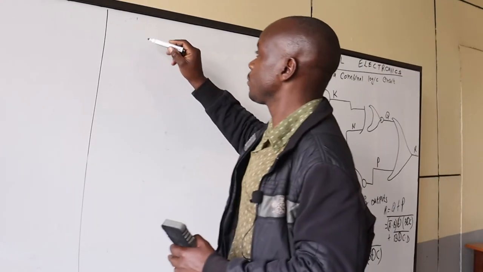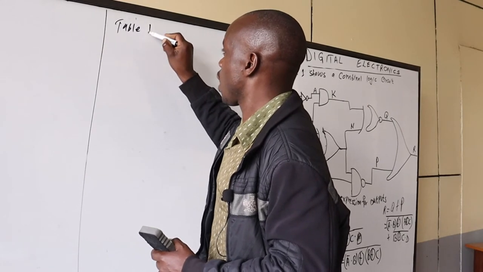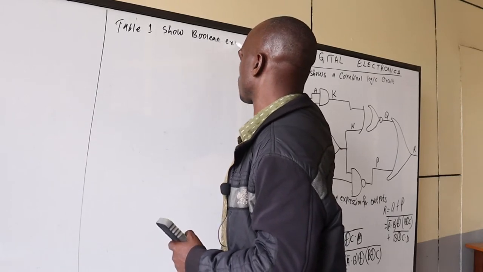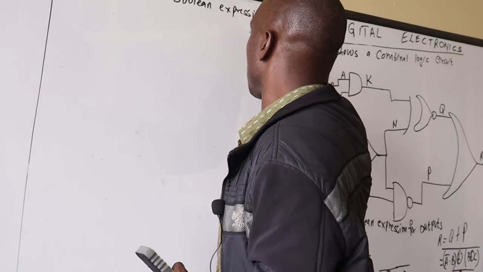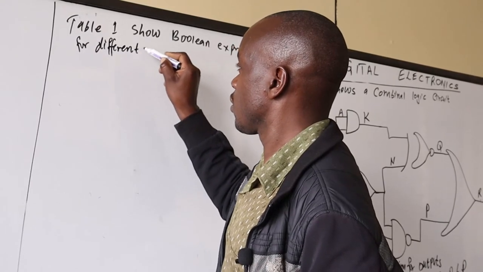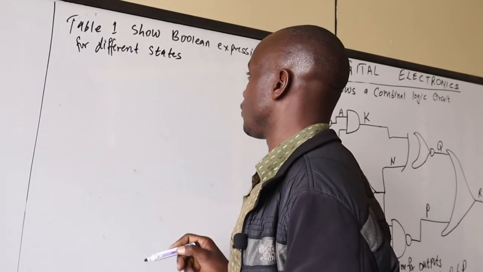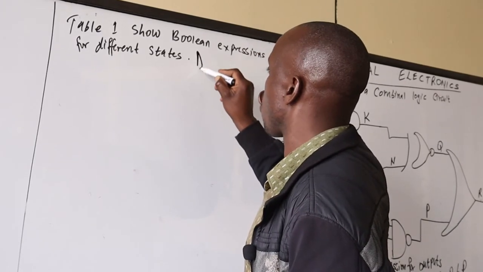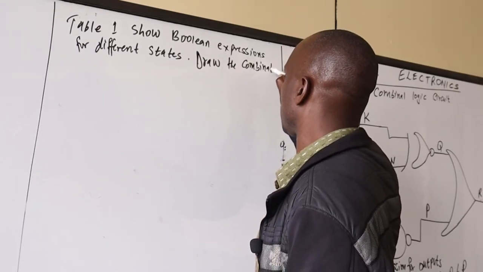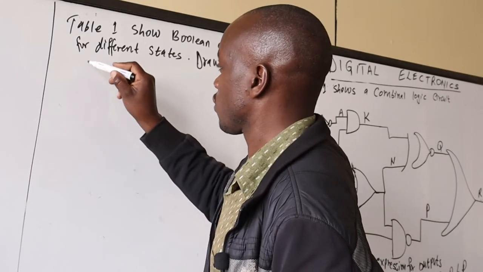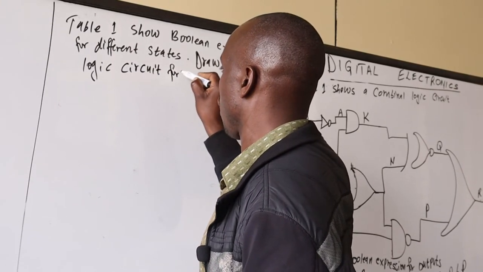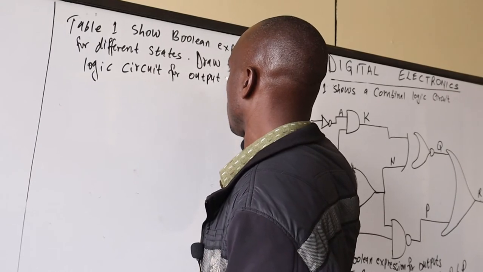So we can say table one shows Boolean expression for different states. Draw the combinational logic circuit. The combinational logic circuit for output Z.